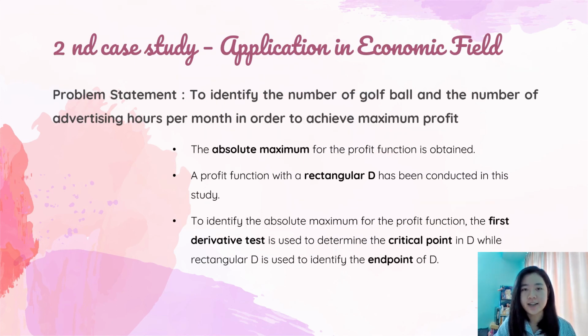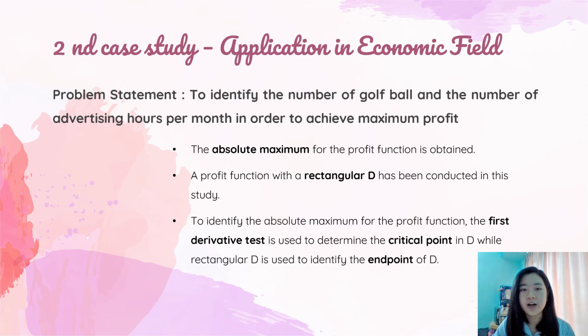In the second case study, which is the application in the economic field, the problem statement is to identify the number of golf balls and the number of advertising hours per month in order to achieve maximum profit. The maximum number of golf balls that can be produced and sold is 50,000, and the maximum number of hours of advertising that can be purchased is 25. To investigate the case study, the absolute maximum for the profit function is obtained to identify the maximum amount of profit earned.